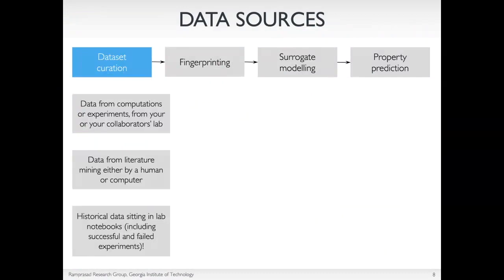Yes, historic data sitting in lab notebooks. And this can include good, successful experiments as well as failed experiments. You see, a lot of times when you try something and it does not work, we don't publish them, do we? Because only the cool stuff finds its way into journals, because that's what we think is publication worthy. But you see, failed experiments are equally important, and they can be found in our lab notebooks. We never publish them, but they are there. From a machine learning point of view, successful cases as well as failed cases are equally important.